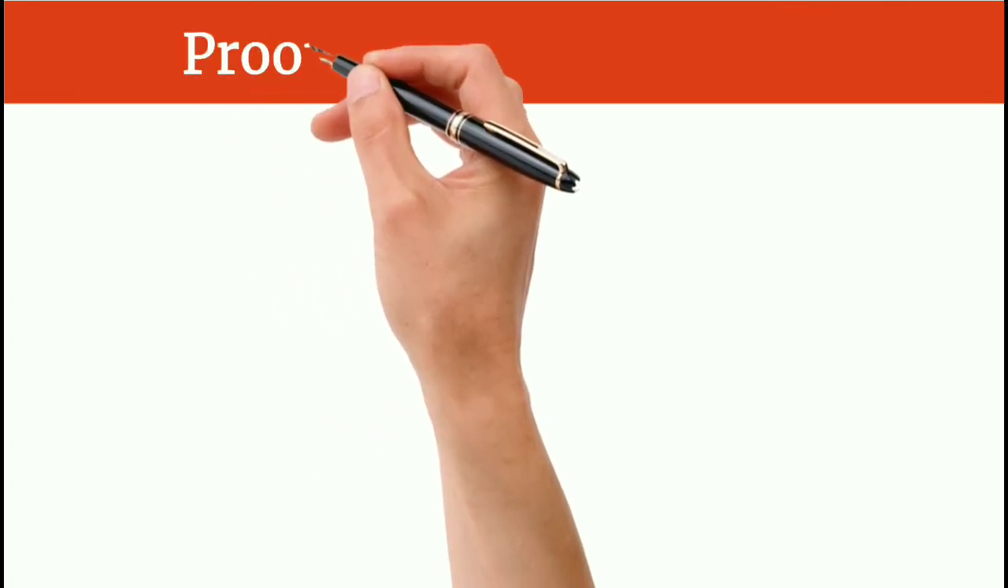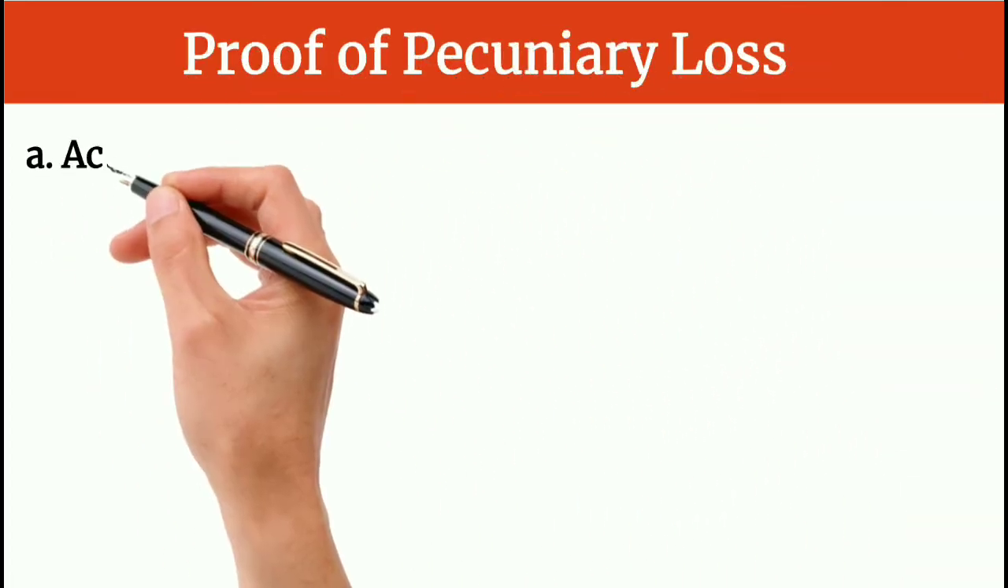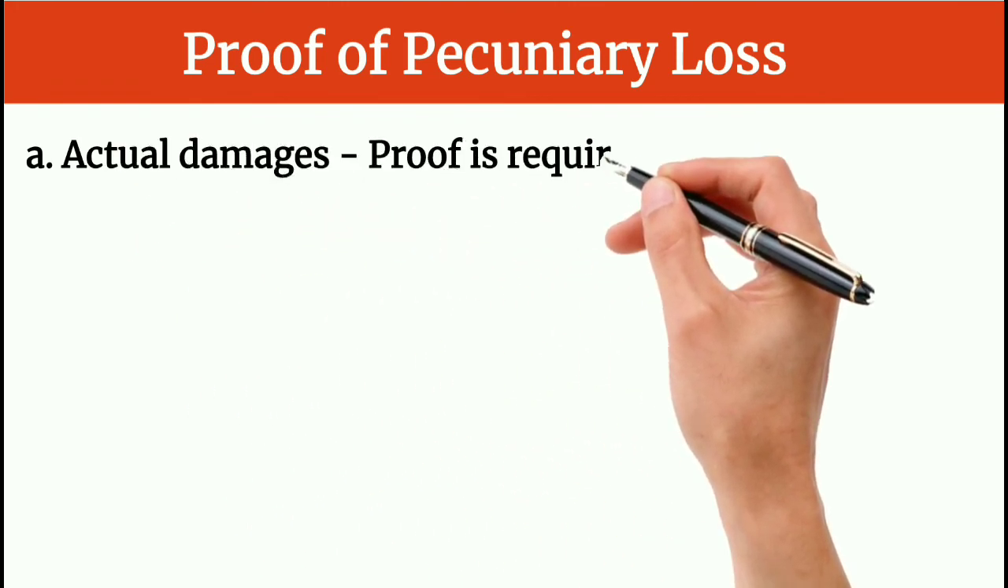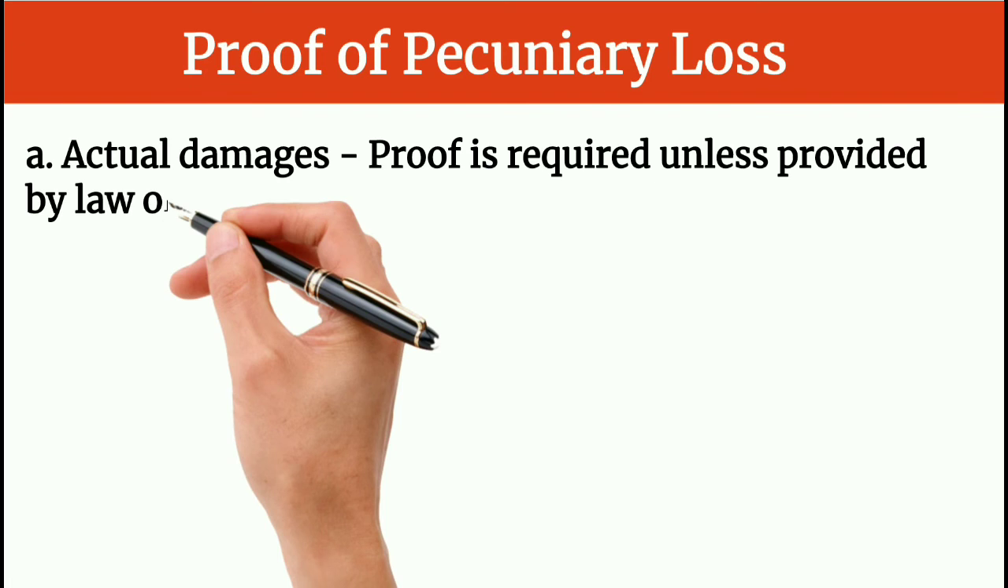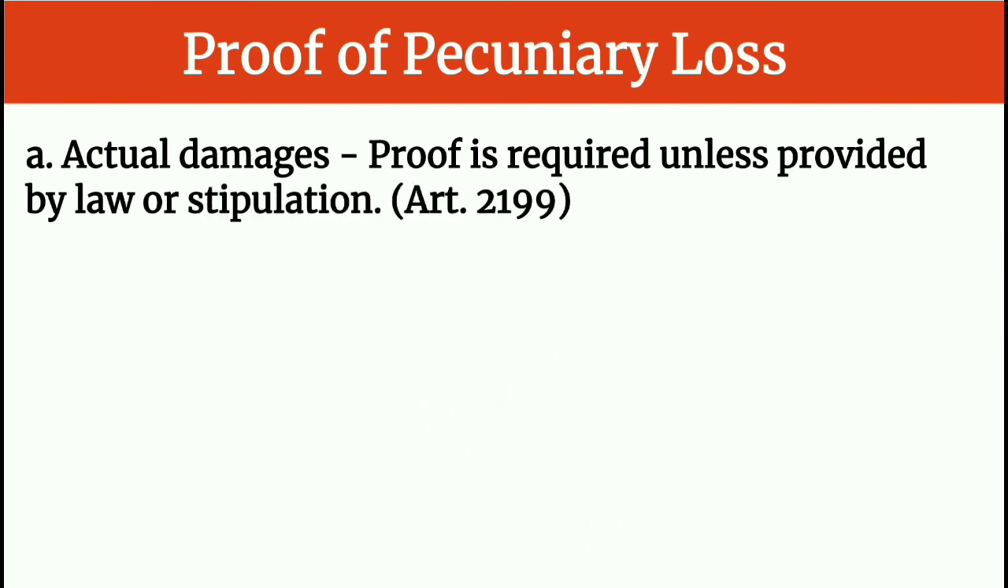Let us now proceed to proof of pecuniary loss. For actual damages, proof is required unless provided by law or stipulation. This is Article 2199 of the new Civil Code of the Philippines. So for actual damages, kailangan ng proof of pecuniary loss in order for the actual damages to be awarded. Unless sinasabi sa batas or there is a stipulation or agreement between the parties na kung saan hindi na kailangan yung proof of pecuniary loss.